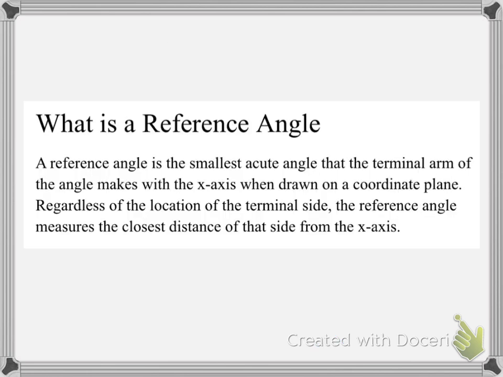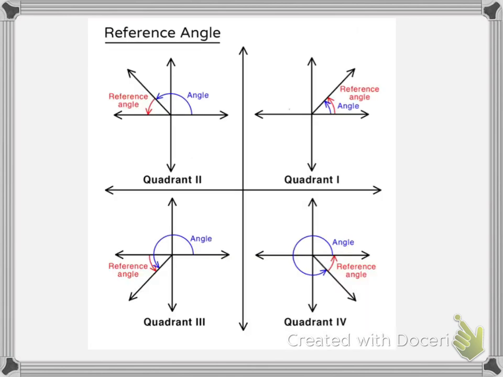Now, what's a reference angle? A reference angle is the smallest acute angle that the terminal arm of an angle makes with the x-axis when drawn on a coordinate plane. Regardless of the location of the terminal side, the reference angle measures the closest distance of the side from the x-axis. Let me give you a visual.